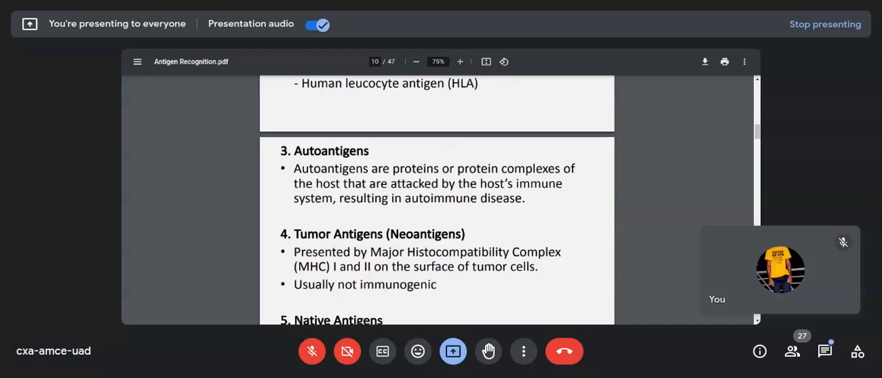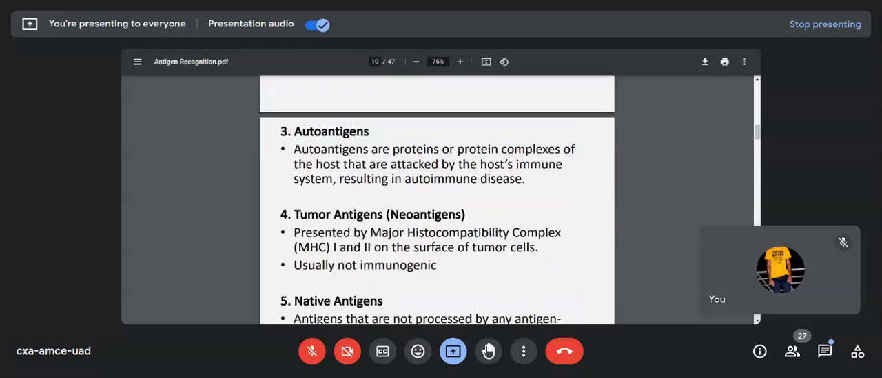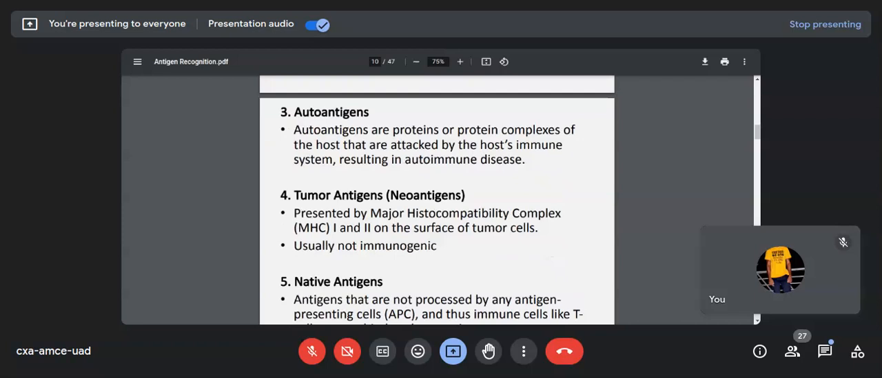Auto means same, like coming from within. The other type of antigens: I've talked about three types of antigens, exo, endo, auto. Now I'm going to talk about tumor antigens. So what are tumor antigens? Tumor antigens, also called neoantigens, are antigens that are found on tumor cells.